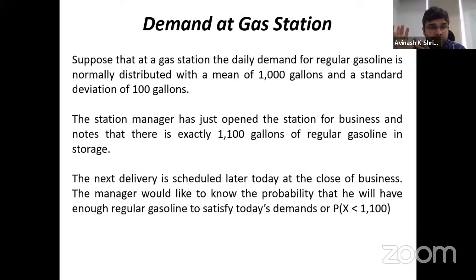Now, to understand this whole concept, let us try one small example. Suppose that at a gas station, the daily demand for regular gasoline is normally distributed, with a standard deviation of 100 gallons. The station manager has just opened the station for business and notes that there are exactly 1100 gallons of regular gasoline. The next delivery is scheduled later today at the close of business. The manager would like to know the probability that he will have enough regular gasoline to satisfy the day's demand. In other words, I'm looking for the probability of a variable less than or equal to 1100, right?